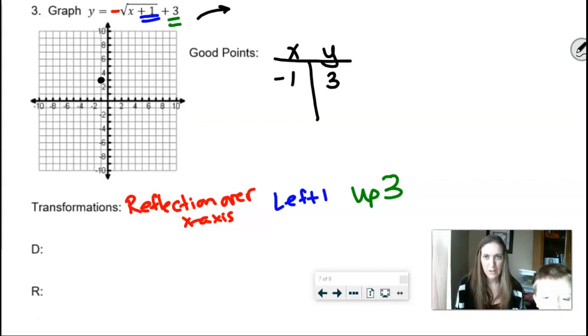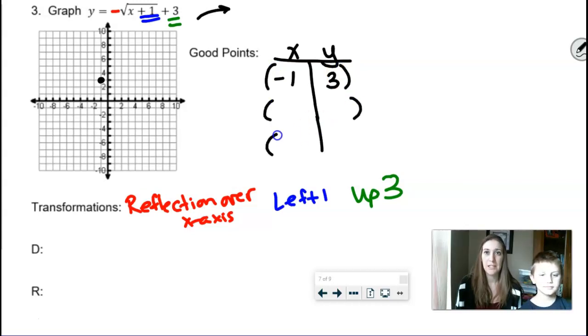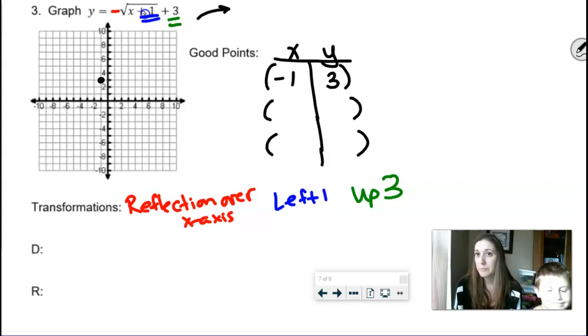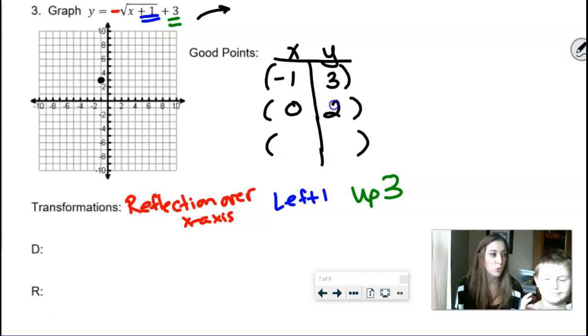I'm a math teacher. So if I think about, okay, I need at least 1, maybe 2 more ordered pairs. I want to think about numbers that I wouldn't mind taking the square root of, right? So negative 1 works nice because when you did negative 1 plus 1, you got 0. Taking the square root of 0 is awesome. Another number that's nice to take the square root of is 1. So what if we plugged in a 0 right here? So if x equals 0, you get the square root of 1, so 1, with a negative in front. So negative 1 plus 3, which is 2.